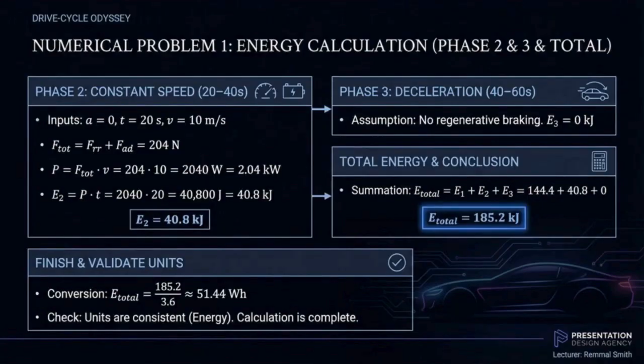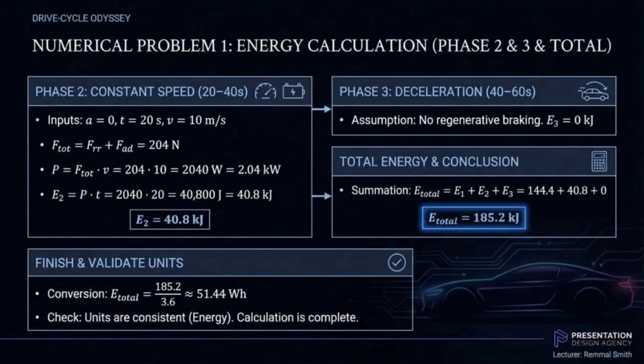Now we record the next entries in the urban energy ledger. Phase 2 is cruise. Acceleration is 0, so A equals 0. The total force is 204 newtons. Power equals 2.04 kilowatts. And energy for this phase equals 40.8 kilojoules. Phase 3 is braking. In this simple case, there is no regenerative braking, so the recovered energy equals 0.